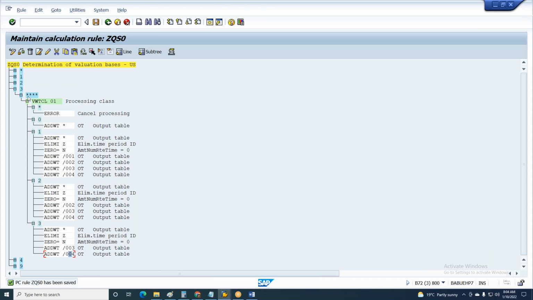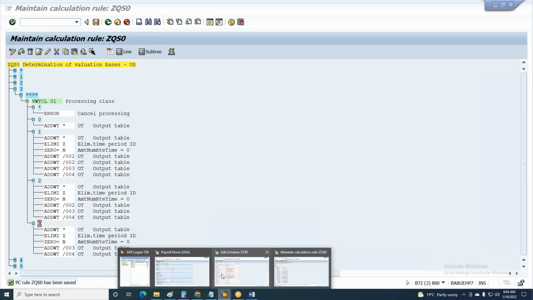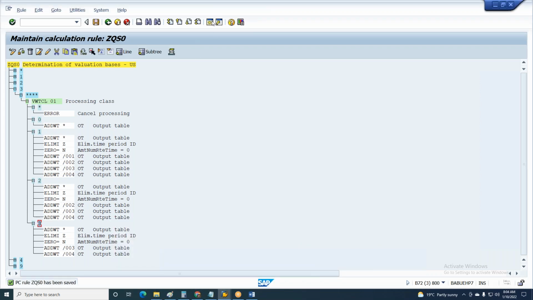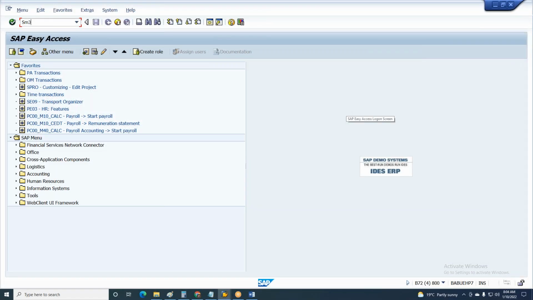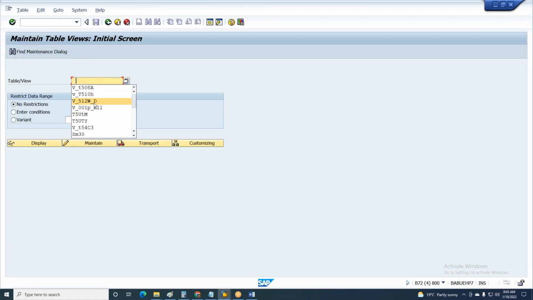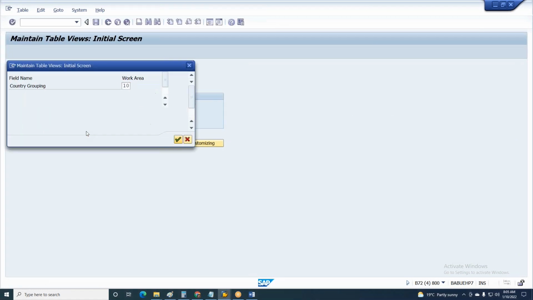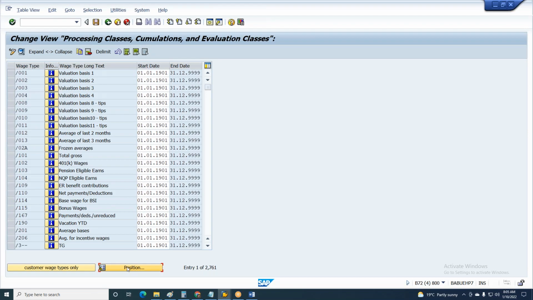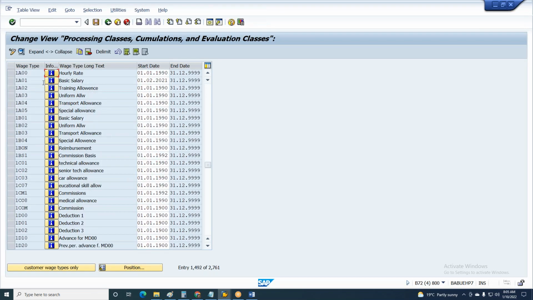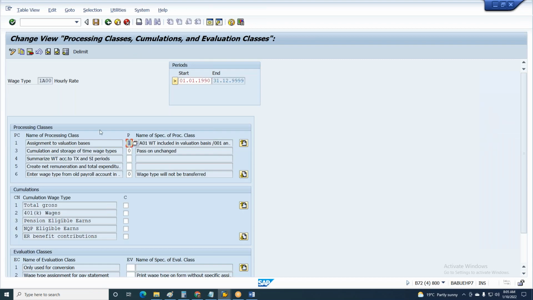This is processing class 01. Query the wage type's processing class 01. If it is 1, it's basic pay. If it is 2, it's uniform allowance. If it is 3, it's special allowance and transport allowance. Now what is the next step? You need to maintain the respective specifications. 1A00, maintain 1, perfect. Processing class 01, specification 1.